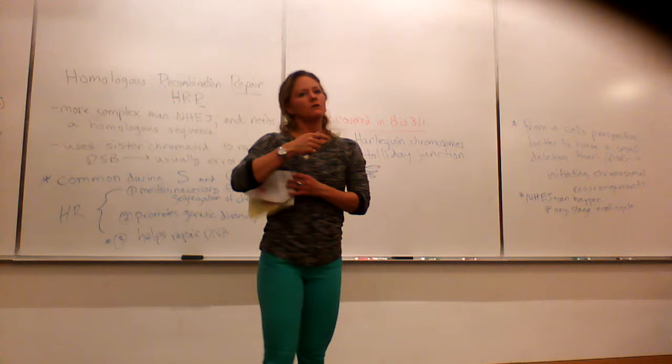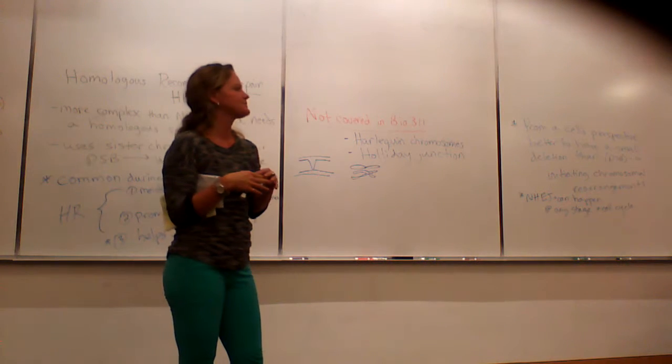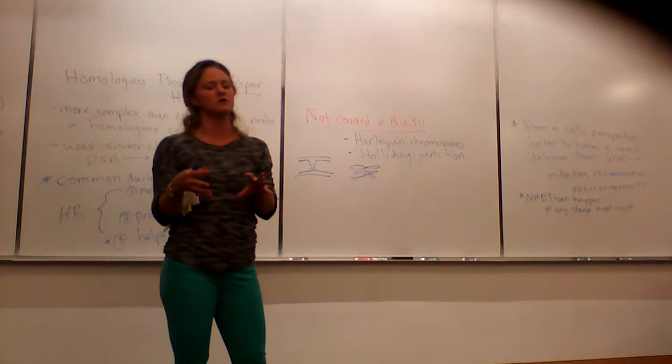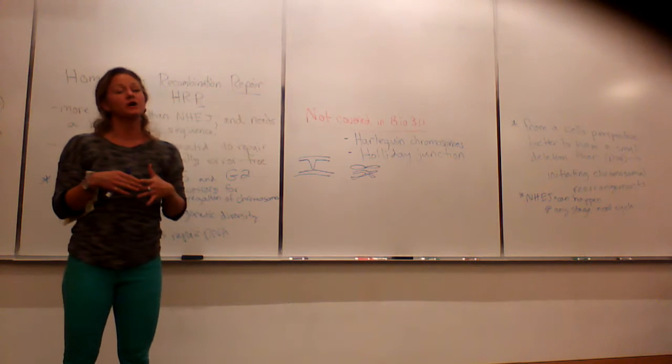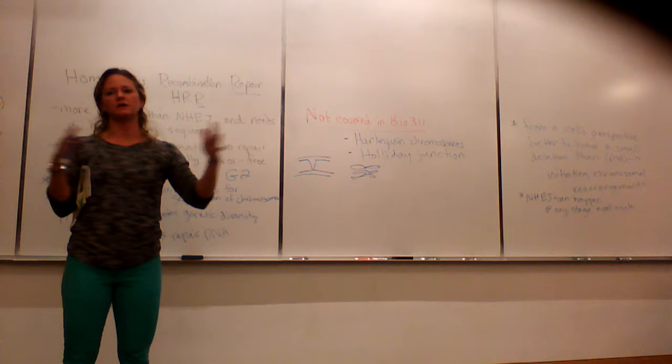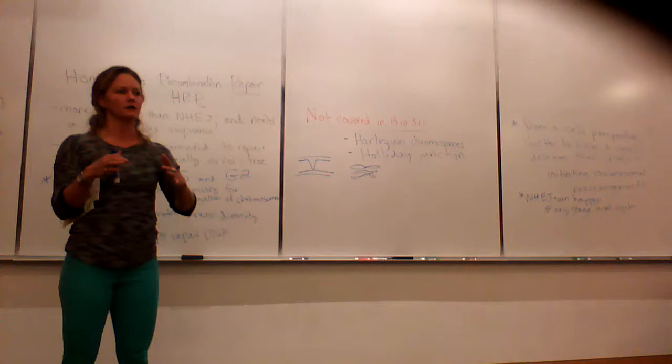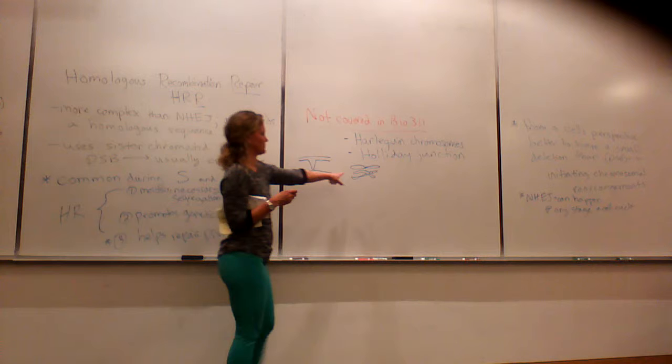About with a crossover, it makes a Holiday junction. The reason we're leaving it off is it's a little more advanced genetics than what we cover in Bio 311, and it's pretty hard to show without a three-dimensional animation. Here, we think about how Holiday junctions you have to spend a little more time on.